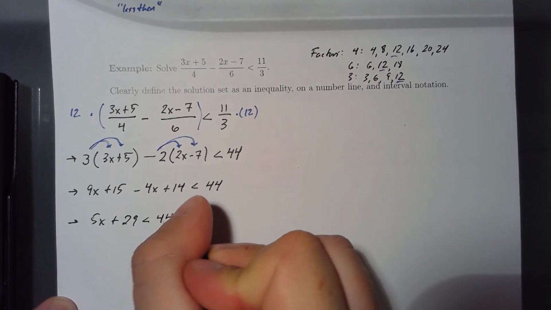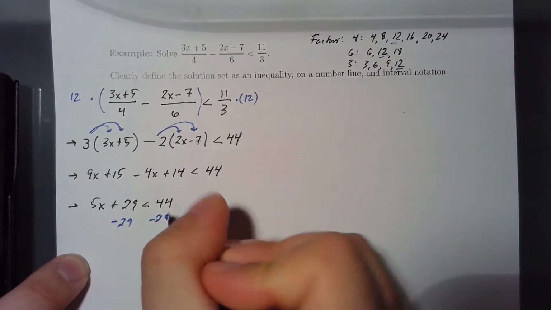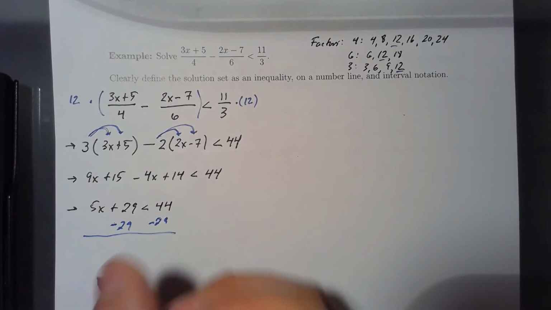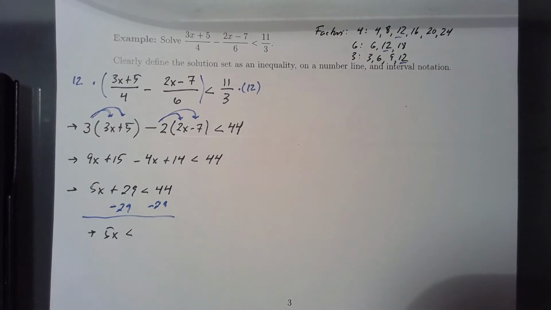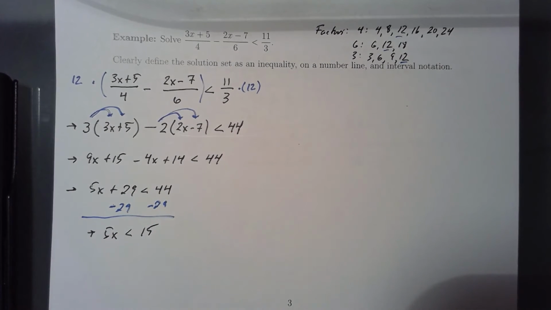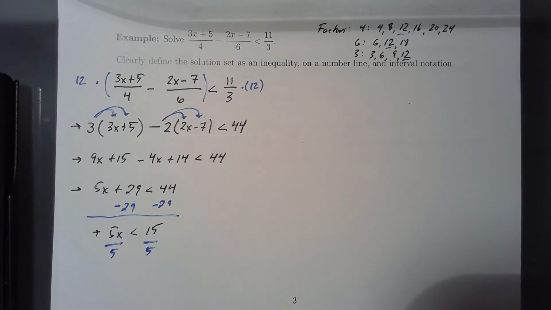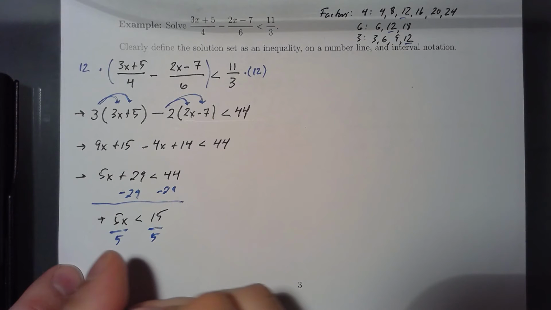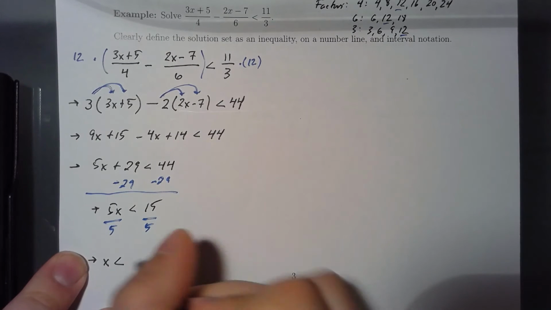Less than 44. Subtract 29 from both sides. So 5x is less than, so 44 minus 29 is 15. Well, that's nice. Divide by 5. So now, because I divided by a positive number, I do not have to flip this. I could keep it as is. 15 over 5 is 3.